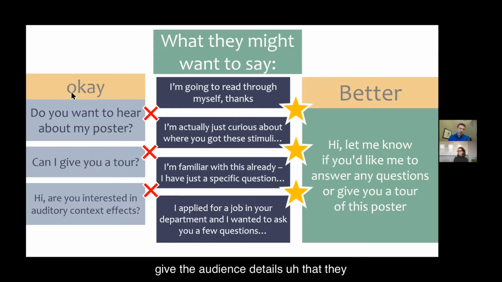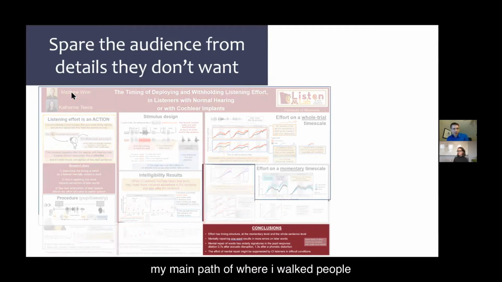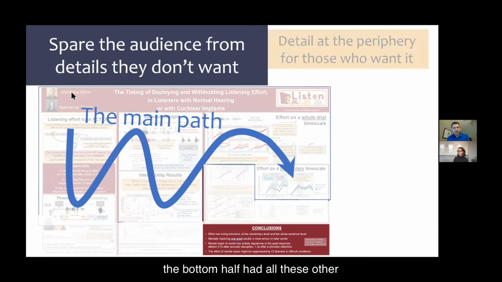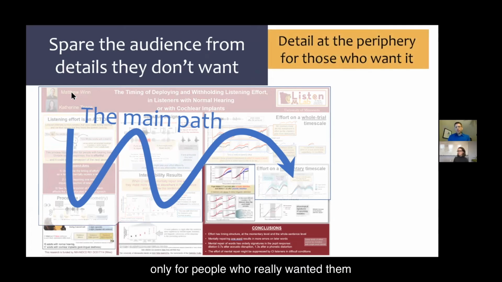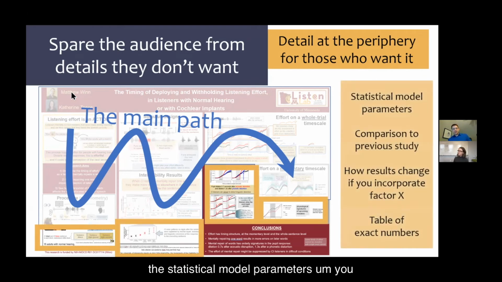And then, as the conversation flows, you'll probably still get to talk about your work. Part of this is making sure you don't give the audience details that they don't really want. And this can go right back to your design. So here's a poster I presented just last month, where my main path of where I walked people through was the top half of the poster, and then the bottom half had all these other details only for people who really wanted them, right? So here's where I put things like the statistical model parameters, details about the data. If I change this one thing, here's a subset of the data. If I had exact numbers for specific results, not everybody needs the raw numbers.